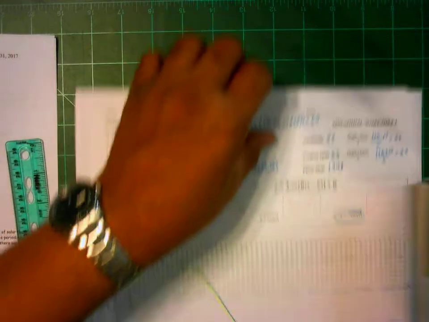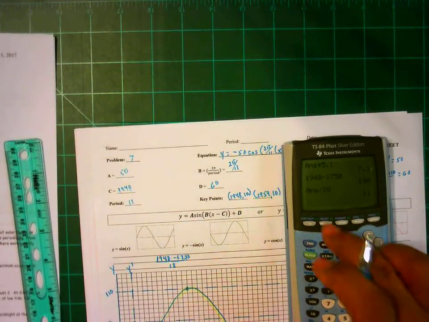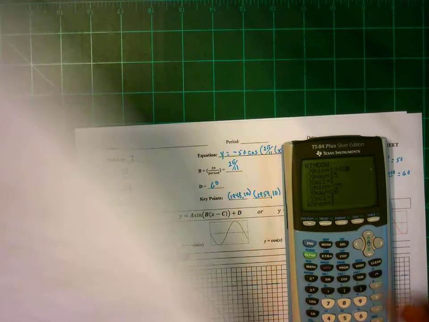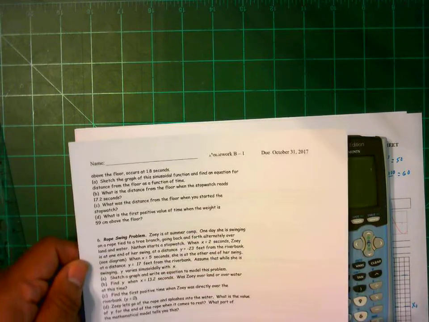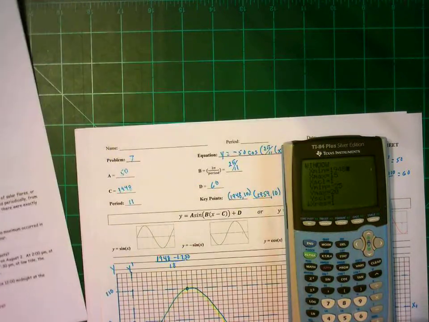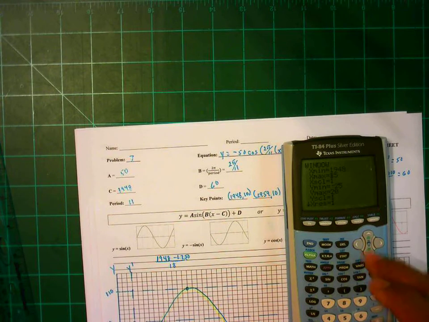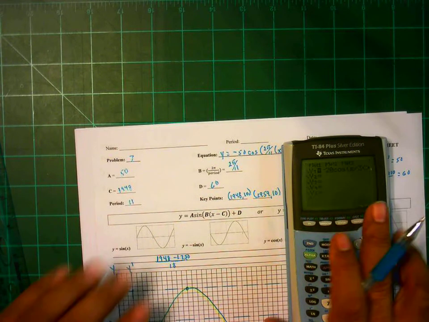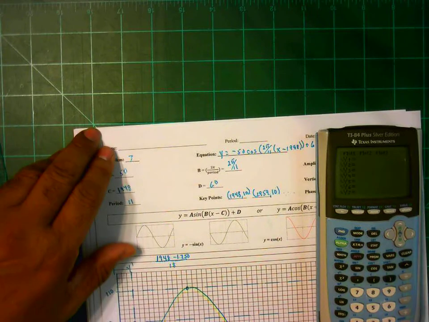Now let's set our window. For the minimum x value, let's start with 1948. And we're asked what the sunspot activity will be in 2020. So we're going to need to go up past 2020. So let's go up to 2025. And our y value has a minimum of 10, so let's go with 5. And a maximum value of 110, so we'll do 115. Let's put our equation in.